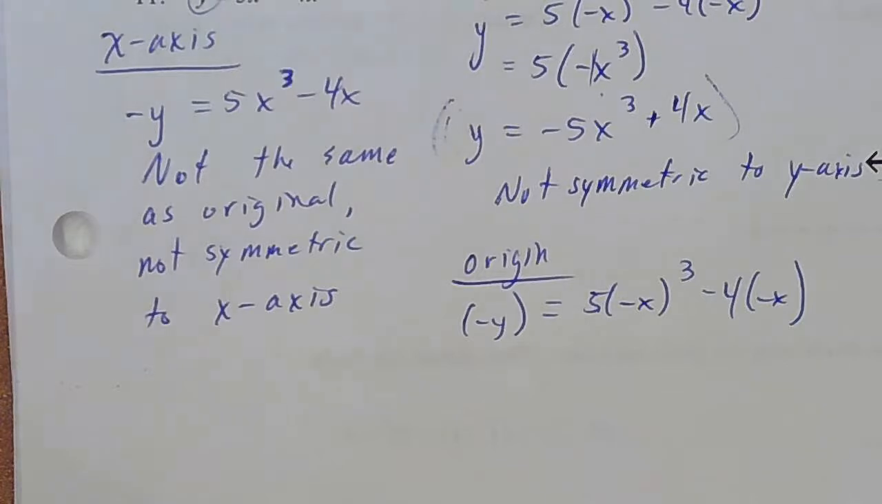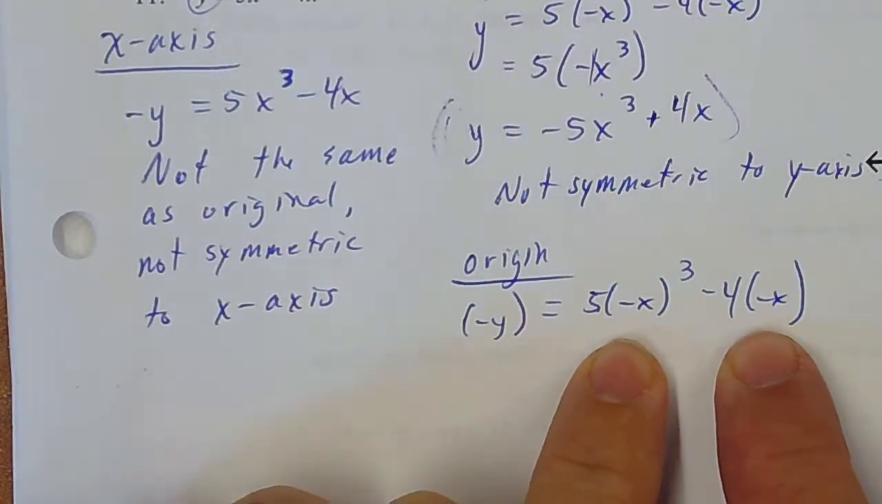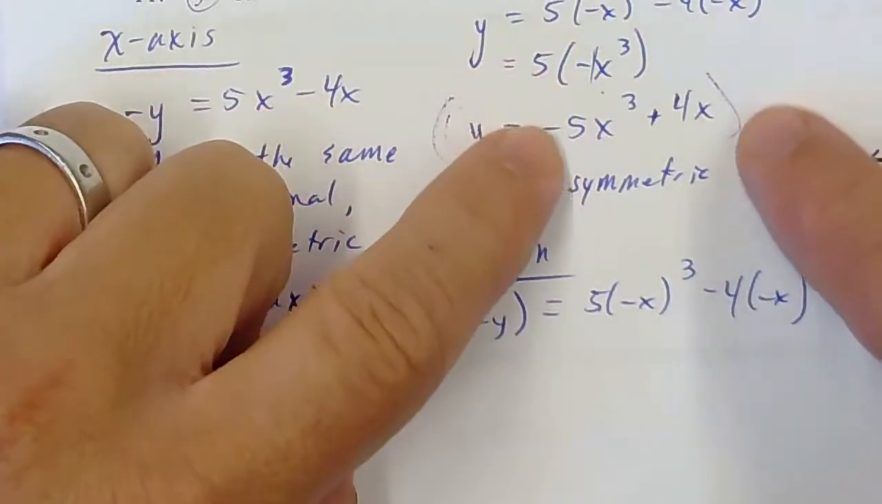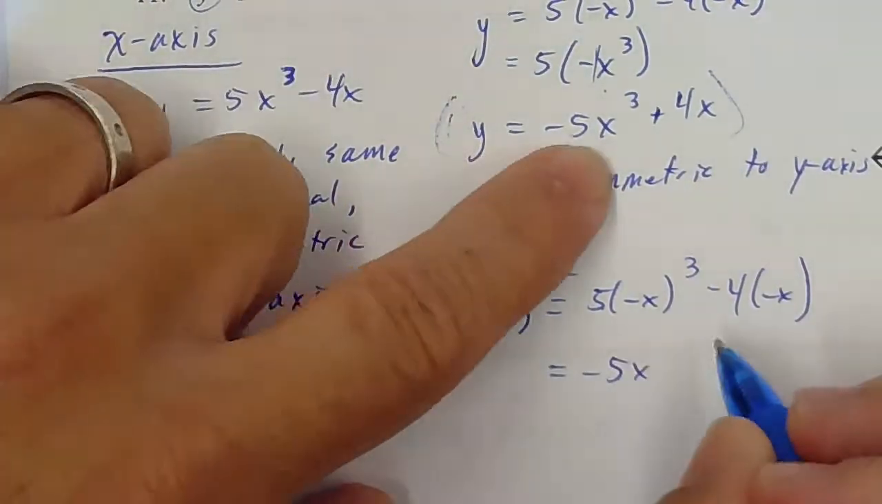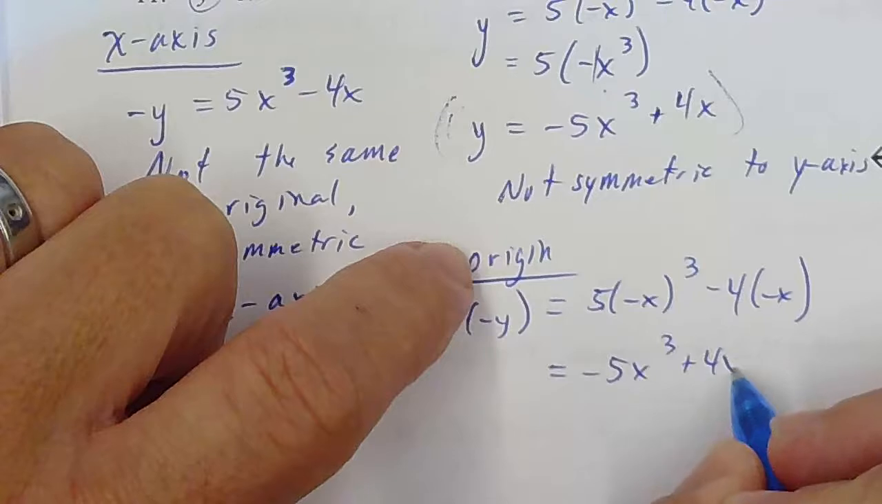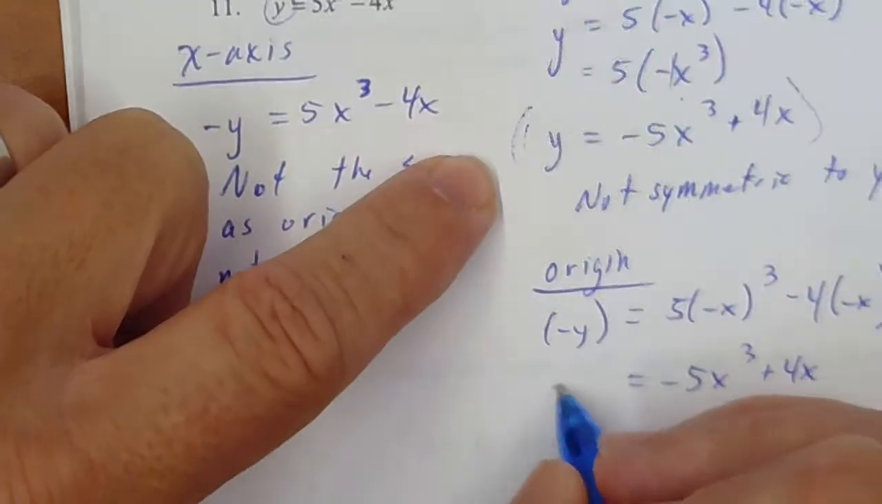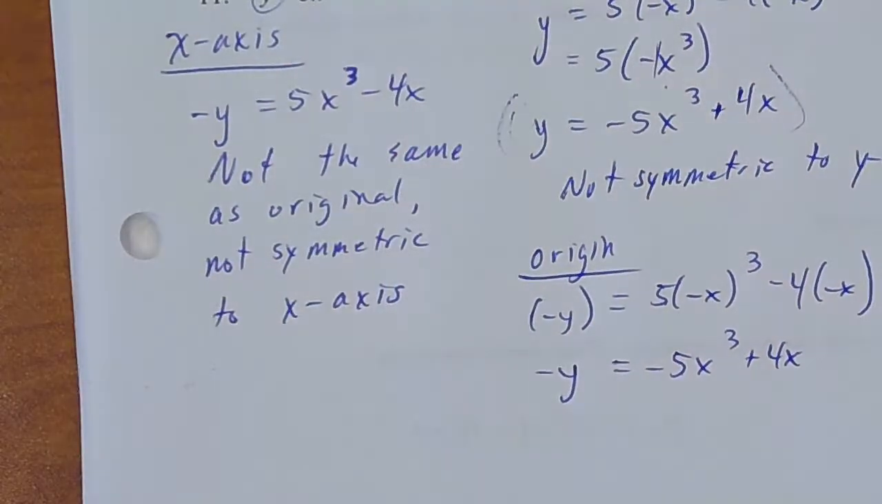Okay, you don't need to reinvent the wheel. We just spent some time evaluating what that looks like on the right side. So I'm going to write that as negative 5x cubed plus 4x, and the left side is just negative y. Okay, now here's a trick to this one. You'll get used to it. I know it's the first time.